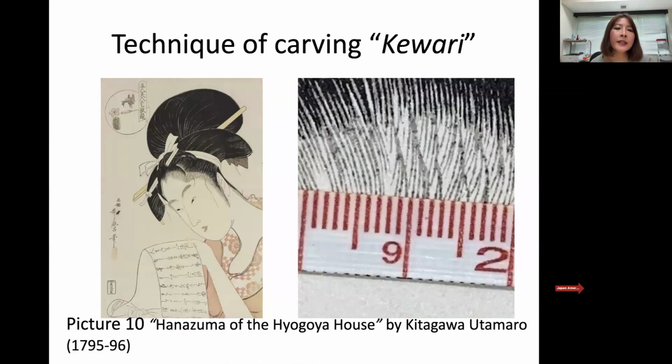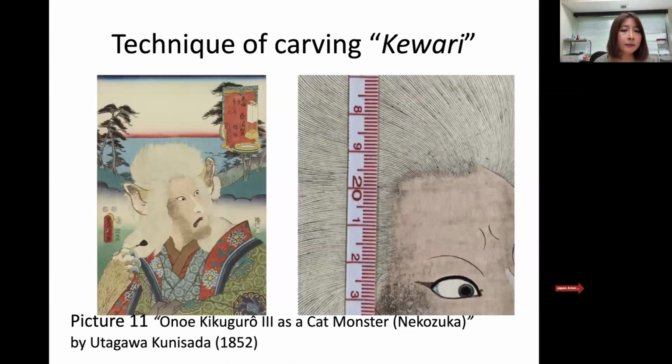There are about 3 strands of hair carved within a millimeter. Then next, please. In this piece, the long gray hair is carved very finely. It is amazing that the long hair was carved without a single mistake. In fact, the name of the carver is written on this work.